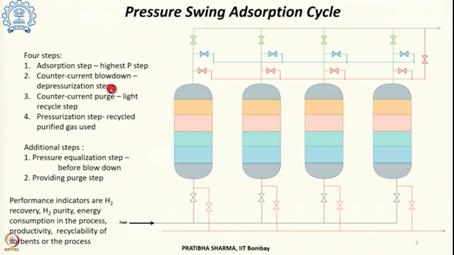However, we can achieve higher hydrogen recovery by the addition of certain more steps. Like the second step, which is the blow down step, at this step a substantial amount of hydrogen still remains in the bed, and if it is not removed it may go into the tail gas and then it will be burned off. So, what we can do is add a step like the pressure equalization step before the blow down step, such that we can achieve more hydrogen recovery.